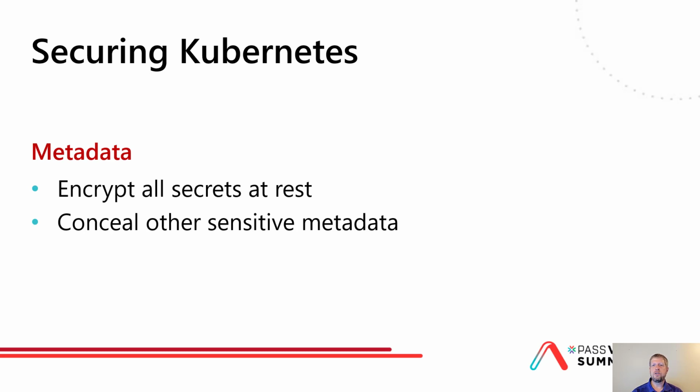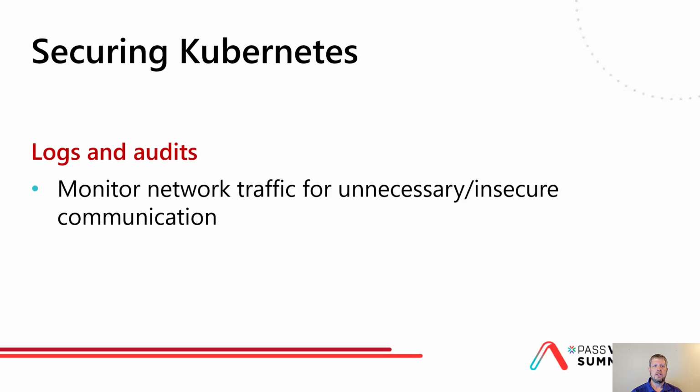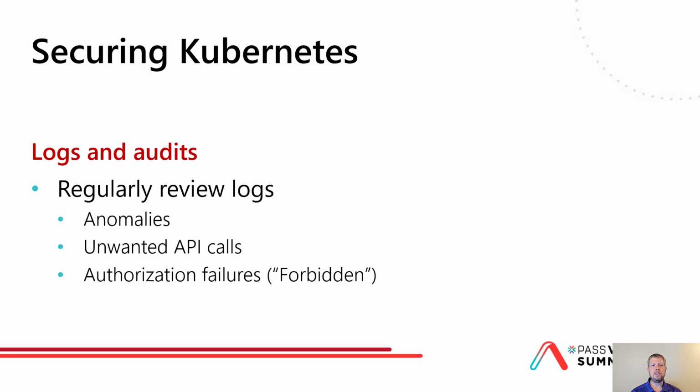Just like with Docker, you want to make sure that you're encrypting all secrets. And it does have built-in methods in order to be able to do this, or there's also plugins that you can get in order to be able to do this. And then logs and audits. Just like before, monitor your network traffic, make sure that you're reviewing your logs, look for things in your logs like anomalies, know what it's supposed to look like for your Kubernetes installation. Look for API calls that shouldn't be happening. Again, know your baseline. And then watch for authorization failures, which are marked in a Kubernetes log as forbidden.